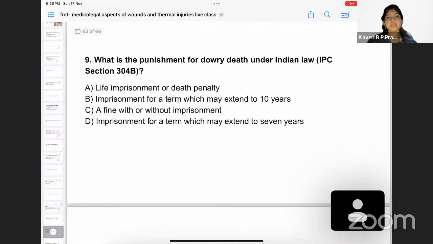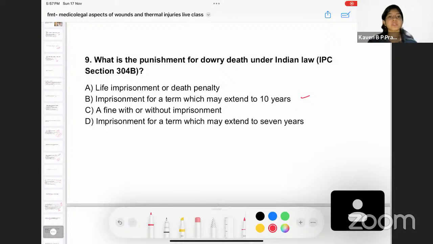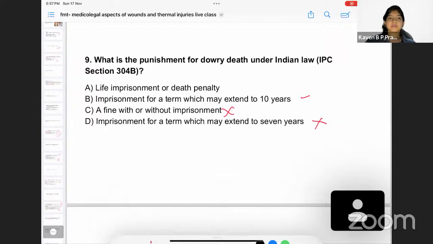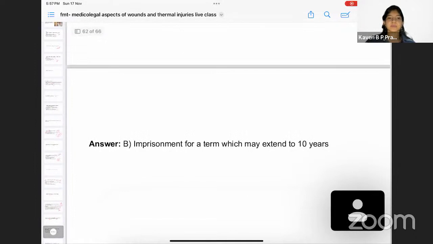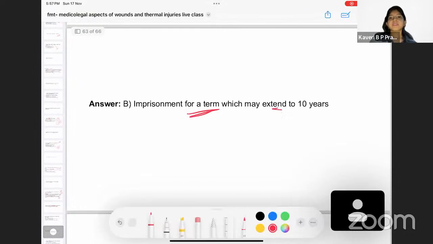Coming to the next question, what is the punishment for dowry death under the Indian law? IPC section 304B. Life imprisonment or death penalty, option number A. Option B, imprisonment for a term which may extend to 10 years. Okay, this seems like a right answer. Option C, a fine with or without imprisonment. No, a mere fine could not be the answer, so you have to exclude it. Imprisonment for a term which may extend to 7 years. No, it is more than 7 years. So the right answer for this is option number B, imprisonment for a term which might extend to 10 years.